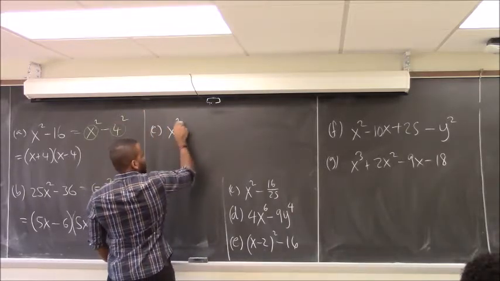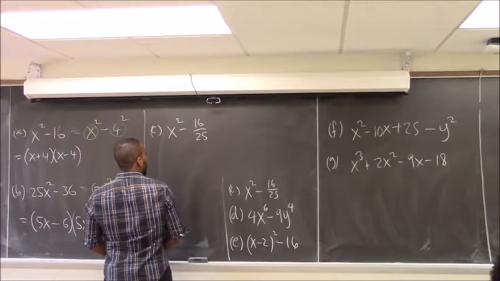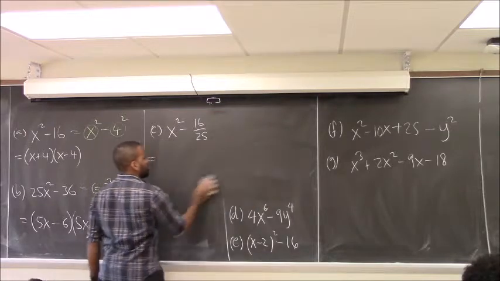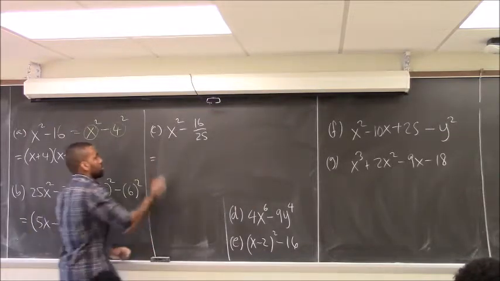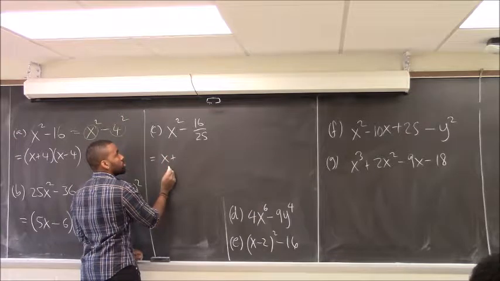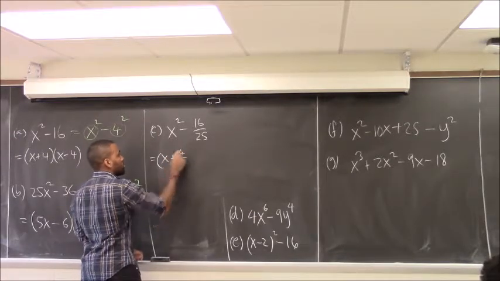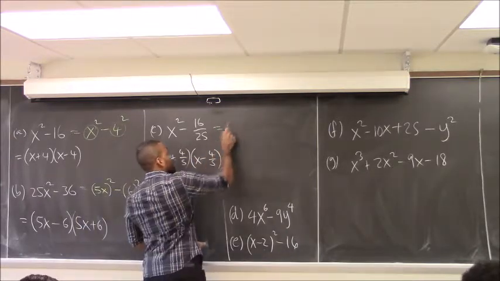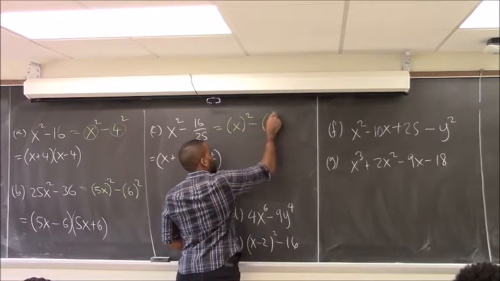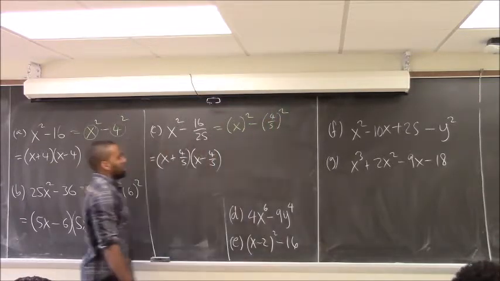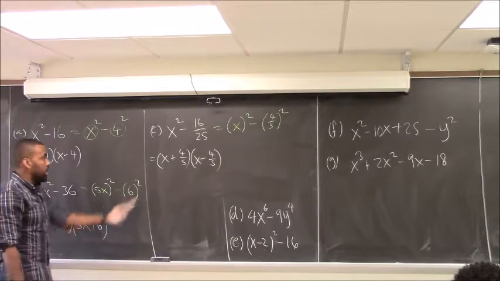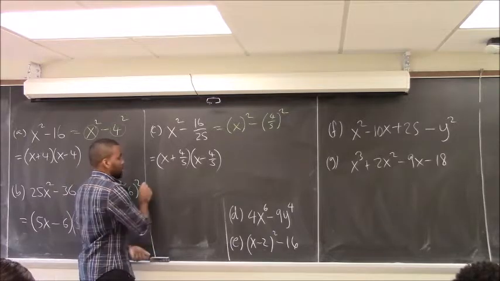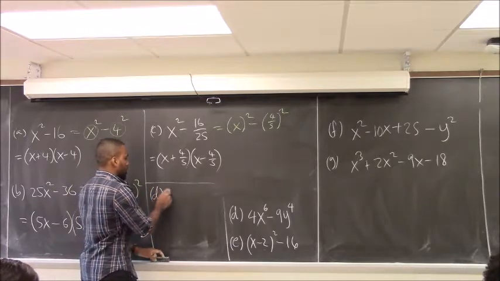What does that factor into? x plus 4 over 5, and then x minus 4 over 5, because you realize that this looks like x squared minus 4 over 5 squared. So the a is the x and the b is the 4 over 5. a minus b times a plus b. Examples go on and on.